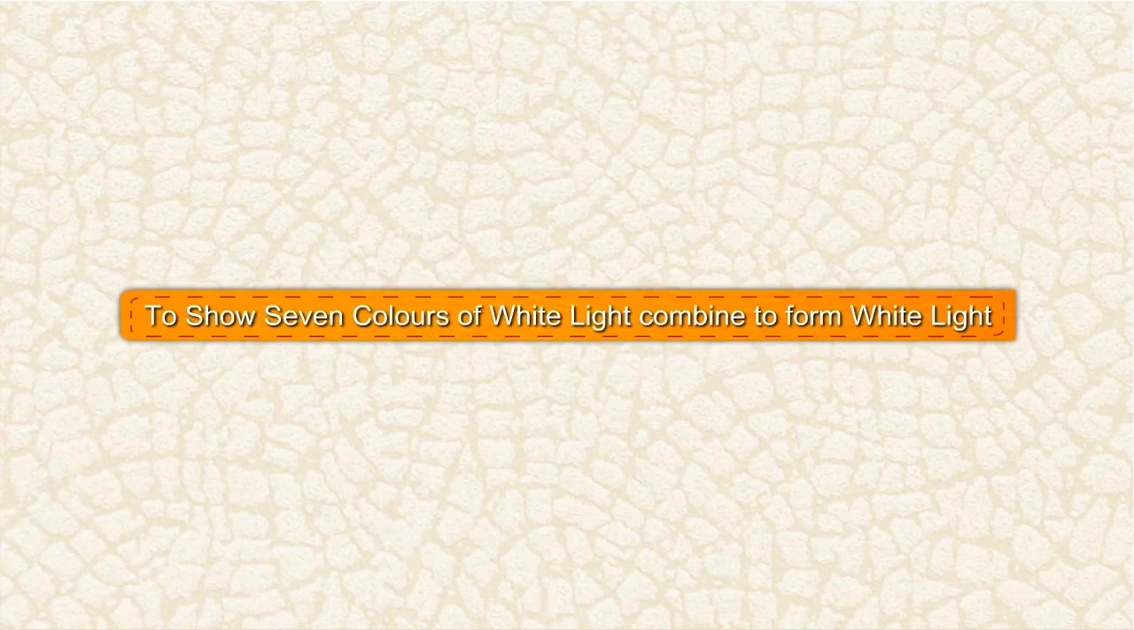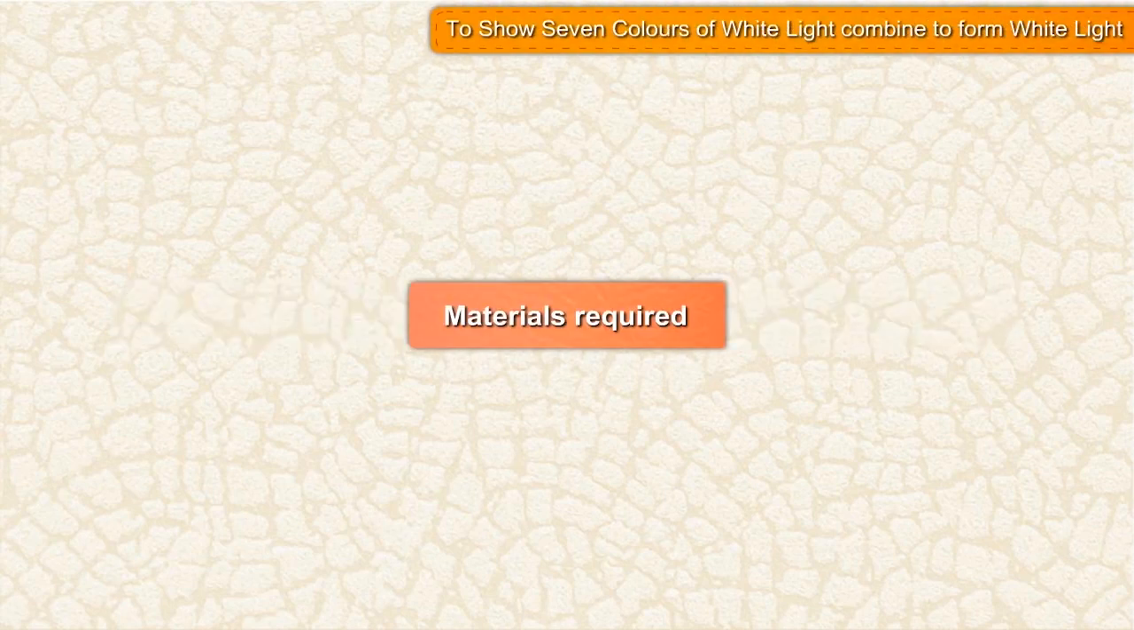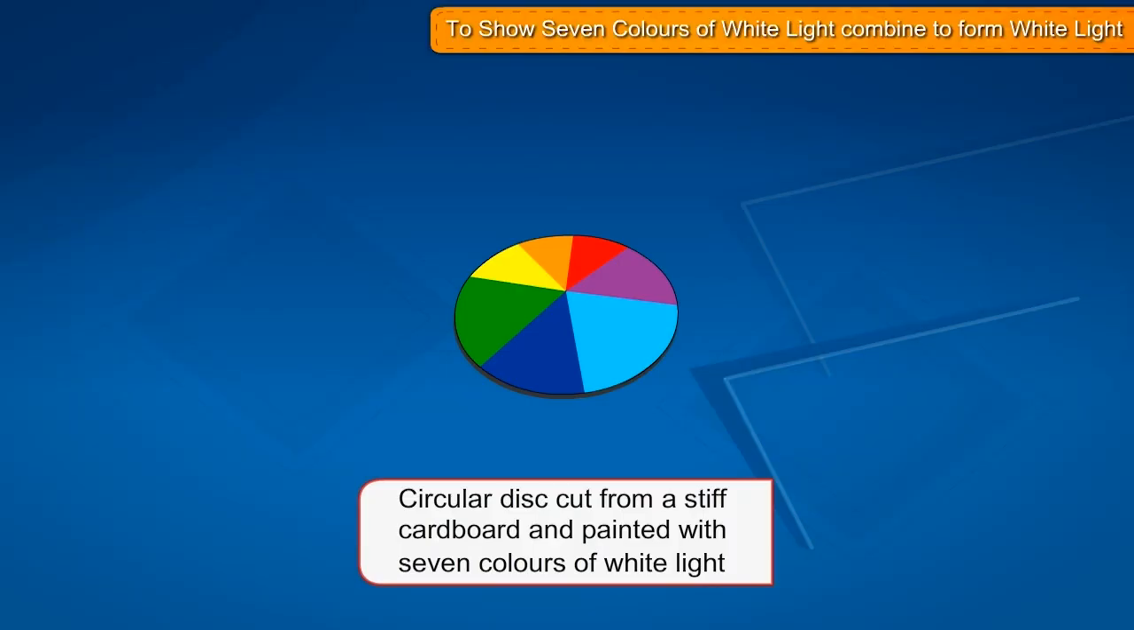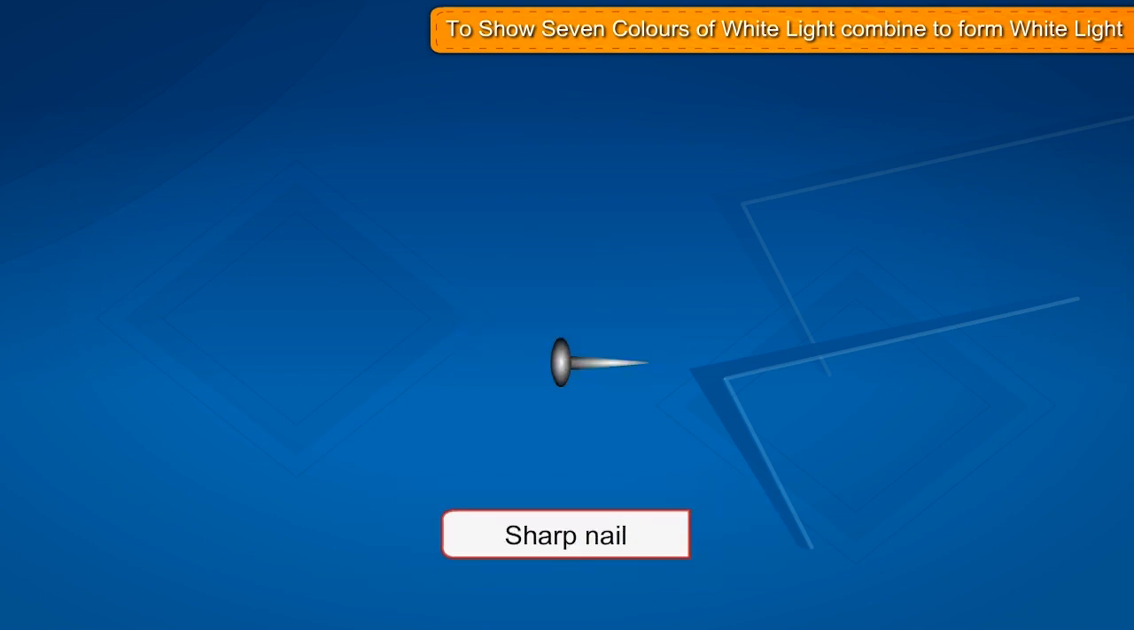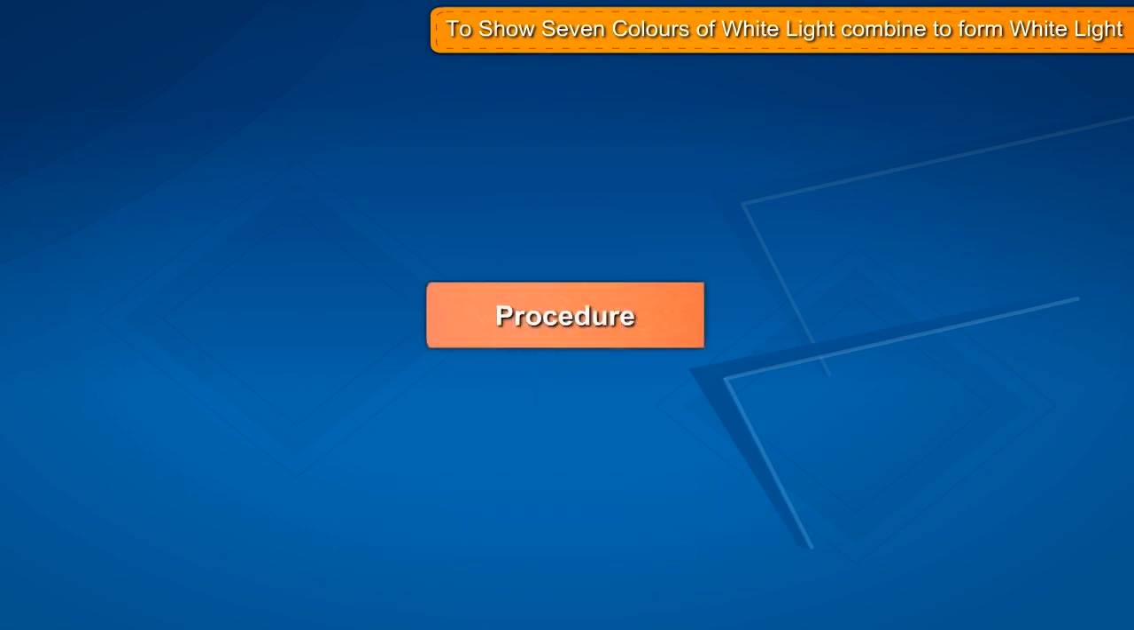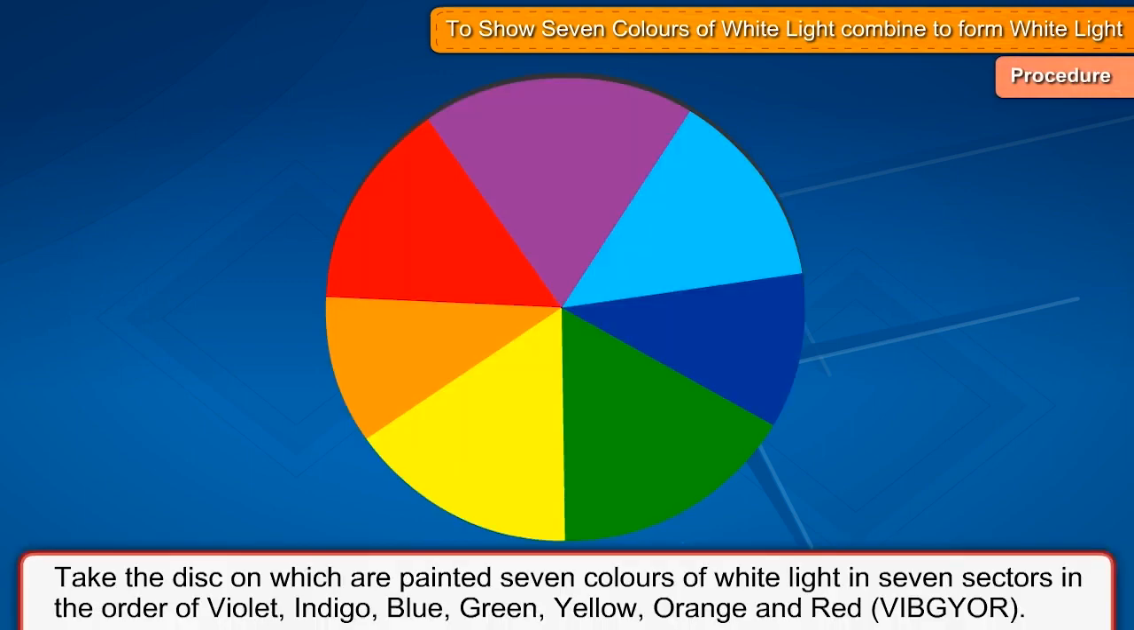To show 7 colors of white light combined to form white light. Materials required: circular disc cut from a stiff cardboard and painted with 7 colors of white light, sharp nail, strong thread. Procedure. Take the disc on which are painted 7 colors of white light in 7 sectors in the order of violet, indigo, blue, green, yellow, orange and red.